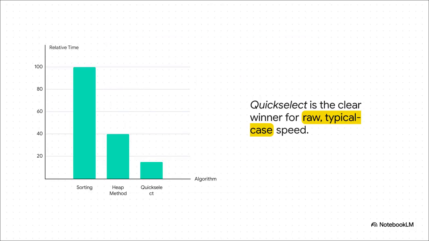And if you're a visual person, this chart makes that average speed difference crystal clear. If you just naively sorted the whole collection to find the top K, that would be the slowest by a long shot. The heap method is a huge improvement over that. But on average, man, QuickSelect is just in a league of its own. It's the clear winner for raw, typical case speed.